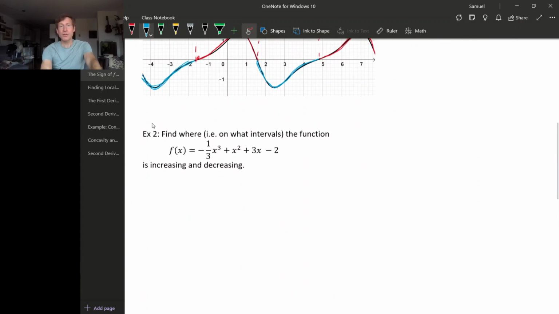Okay. For another example, let's find where this function is increasing and decreasing. Now, we don't have a graph of this function, but remember, for increasing, we can look for x values where the derivative of this function is positive. And to know where it's decreasing, we can look for x values where this derivative is negative. So, of course, the derivative of this function is a polynomial, since f is a polynomial. So it looks like it's minus x squared plus 2x plus 3.